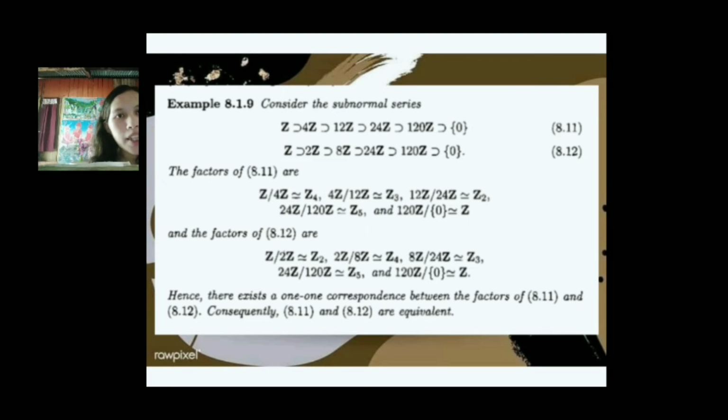And the factors of 8.12 are Z/2Z = Z_2, 2Z/8Z = Z_4, 8Z/24Z = Z_3, 24Z/120Z = Z_5, and 120Z/{0} = Z. Hence, there exists a one-to-one correspondence between the factors of 8.11 and 8.12. Consequently, 8.11 and 8.12 are equivalent.